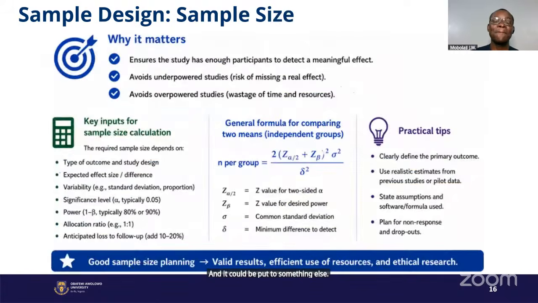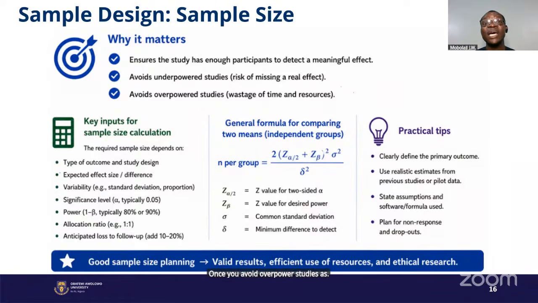Now, apart from sampling, the sample size calculation is also very important because it ensures the study has enough participants to detect a meaningful effect. That's one of the importance of sample size. And then also it helps to avoid underpowered studies. When there is an underpowered study, there is a risk of missing the real effect. So it's important to have adequate sample size, but then one should avoid overpowered studies as well.